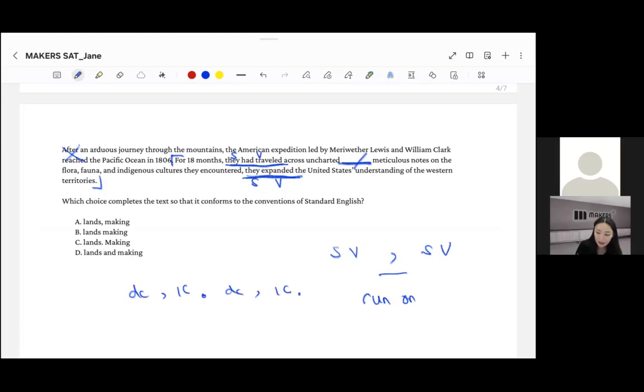So making meticulous notes on flora, fauna, and indigenous cultures should be modifying this part of the sentence. So here we have to divide that. And the only option that correctly separates the two ideas would be C. So all the rest would be run-on structure. So you have to keep in mind that there are two distinct independent clauses. They must be separated by a terminal punctuation mark like a period or a semicolon. There is no option with a semicolon, meaning that C, the one with a period, has to be the right answer.